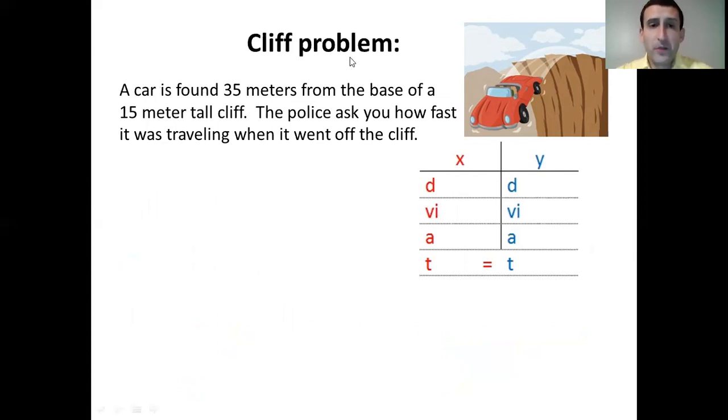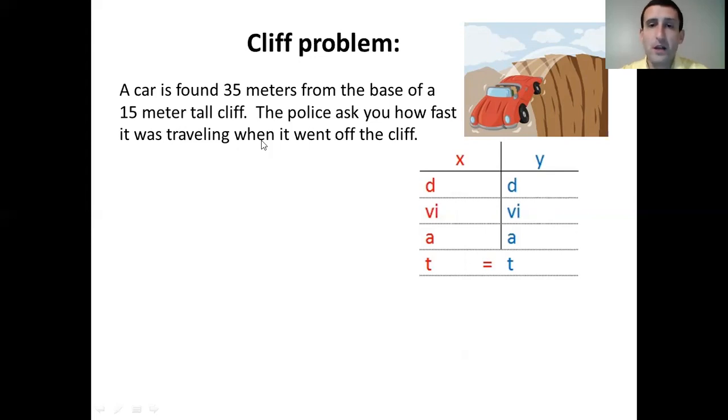So it's another cliff problem. The car is found 35 meters from the base of a 15-meter tall cliff. The police asks you how fast it was traveling when it went off the cliff. So we've been given two distances, and that's all. How far away the car landed and how tall the cliff was. So we can stick those two numbers in, negative 15 for the height of the cliff and 35 for the distance. We want to know how fast it was traveling when it went off the cliff.